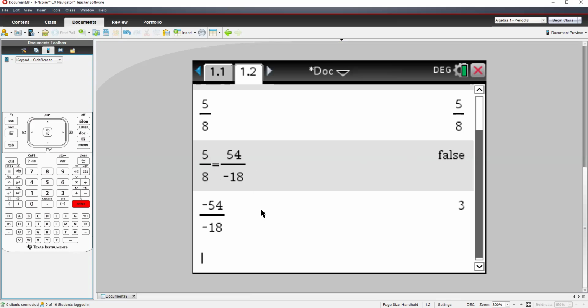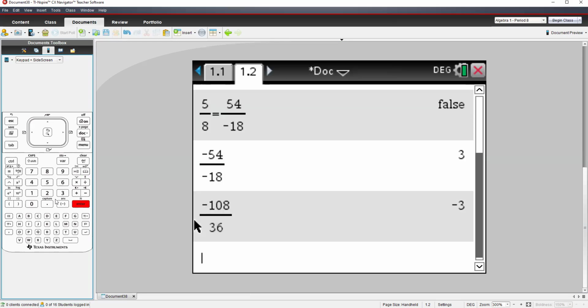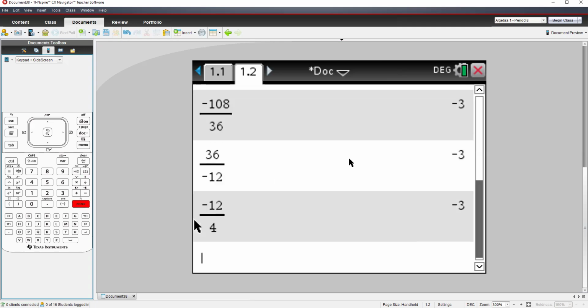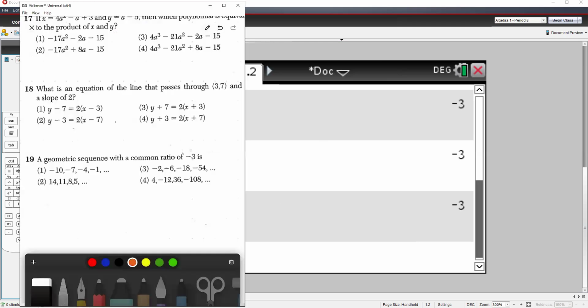If these are exponential functions, more than likely, a couple of them don't look like exponential functions. But if I started with the last one, -108 divided by +36, I get -3. If I do 36 divided by the previous term, which is -12, again I get -3. If I do -12 divided by the previous term, which is the first term, I get -3. So the common ratio for that last one is -3. So this is the answer.